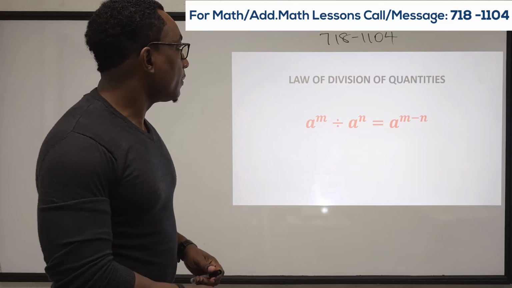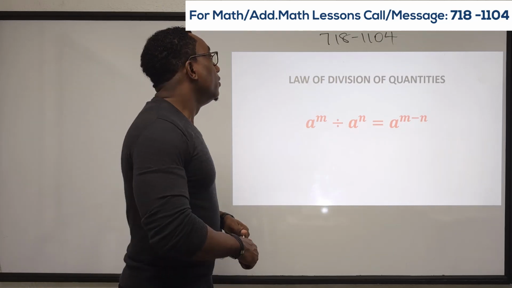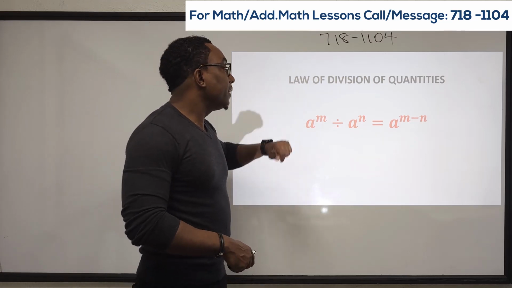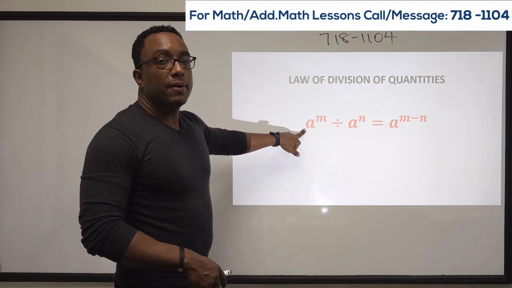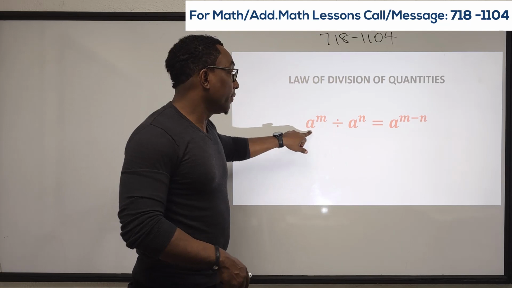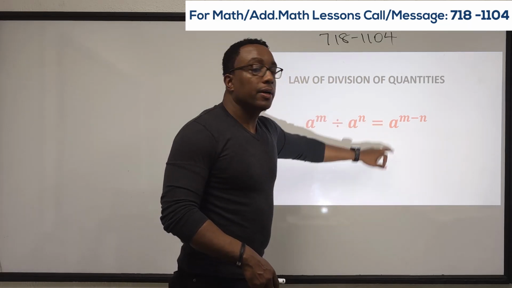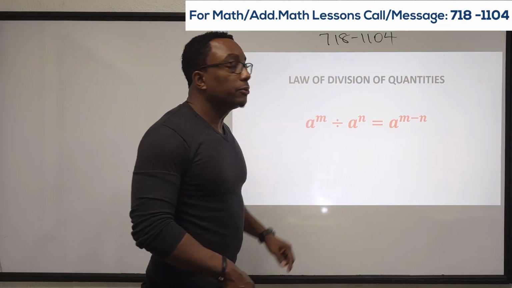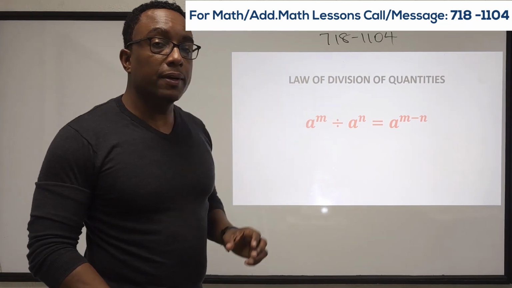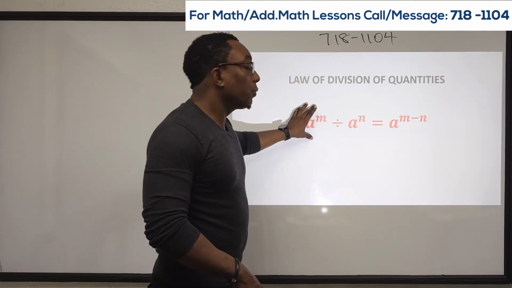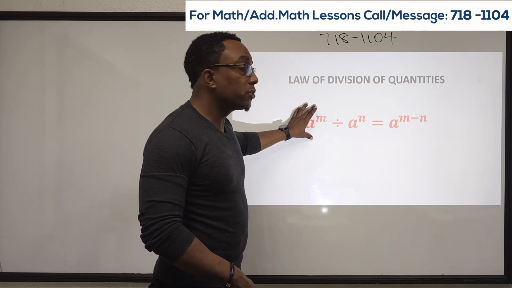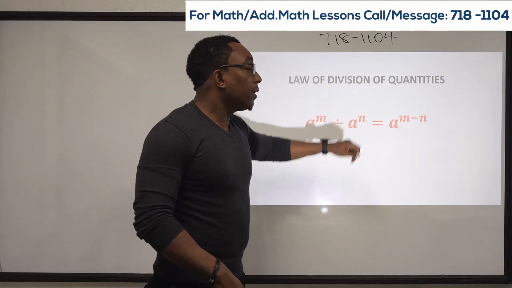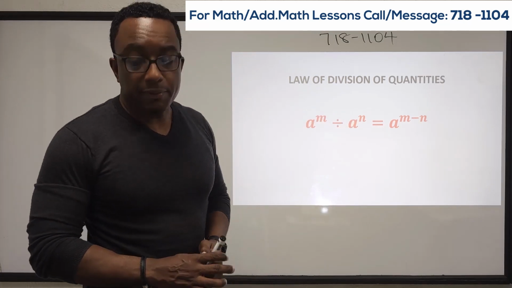So let's move on now to the law of division of quantities. So when we're dividing quantities, once we are dividing quantities where we have the same variables, we maintain that variable, but the powers we must subtract. So m subtract n. So m will be written first. So the power of the first quantity will be written first, subtract the power of the second quantity will be written after.